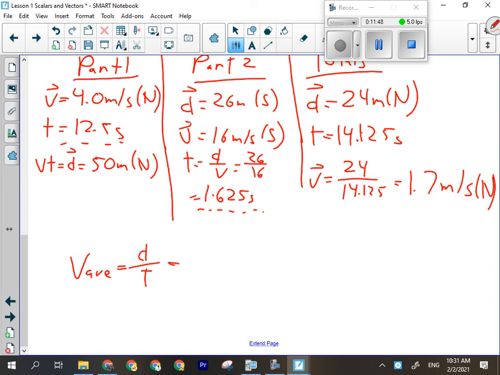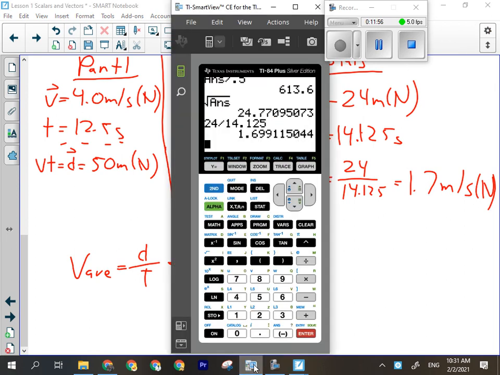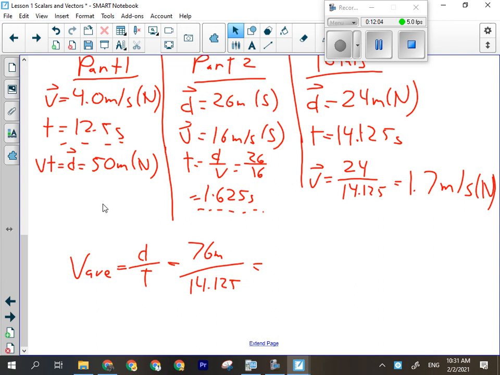So 50 plus 26 is 76 meters, okay? And that still happens over the same amount of time, 14.125 seconds. All right, so now our speed is 5.4 meters per second. No direction on that, because it's a scalar quantity. Right? Is that making sense to everybody?